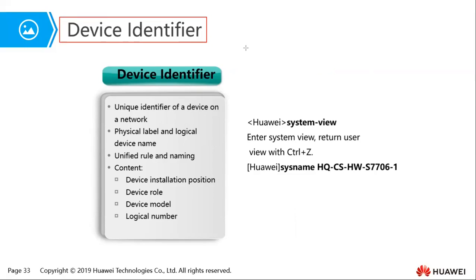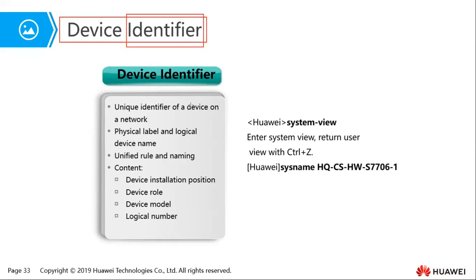Now, generally, the network is most likely going to grow and things are going to get messy if we don't plan how to label or how to identify our devices. Now, generally, we have two ways in which we can do this. Normally, we do what we call a logical device name and also a physical device name.